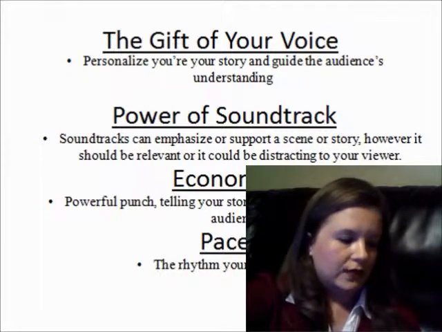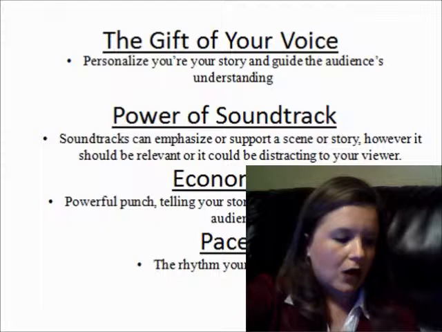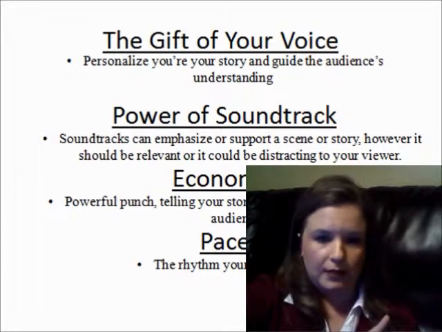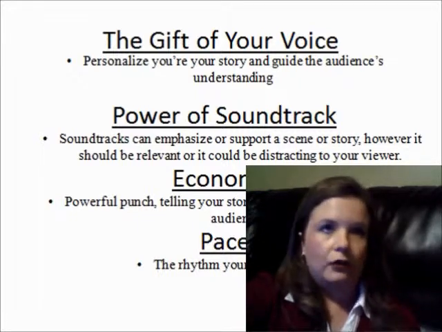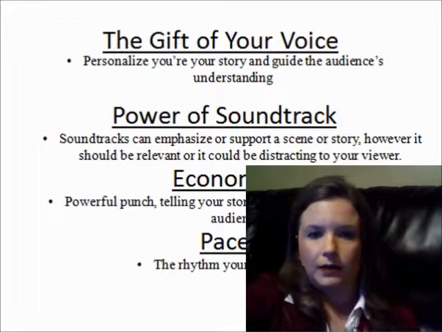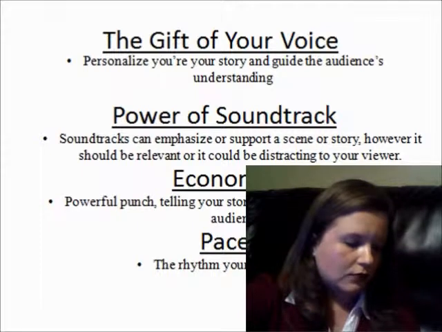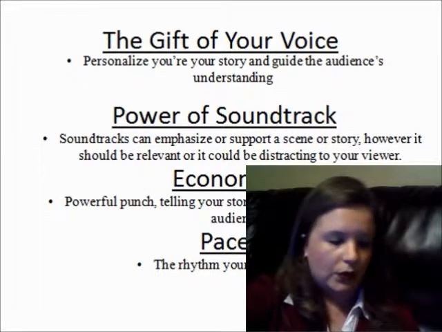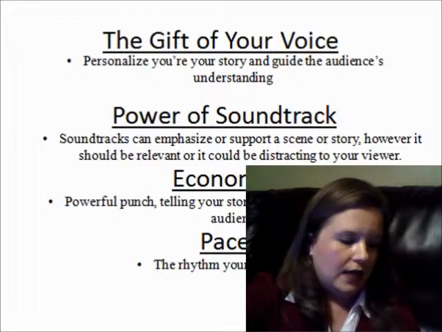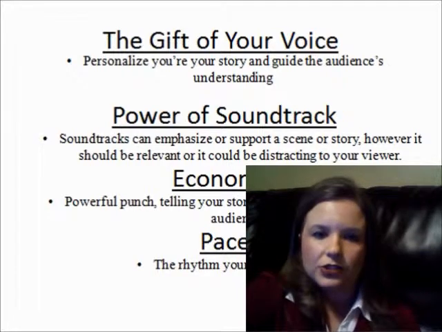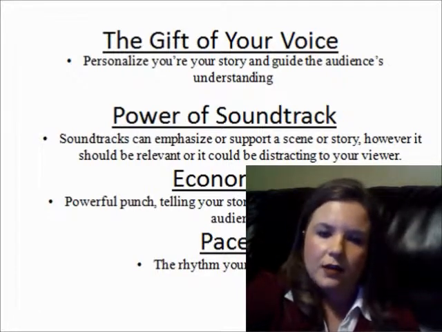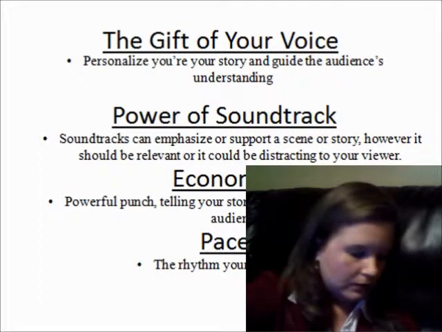Now, the sixth element was economy. Economy makes a powerful punch, basically. You want to make a powerful punch and tell your story without overwhelming your audience, without giving them unnecessary information that's not needed for the story. Pace. And pace is the rhythm in which your story flows. You want to try not to drag out certain parts of your story while flying through others. It needs to have a nice cohesion and thread throughout the entire story.